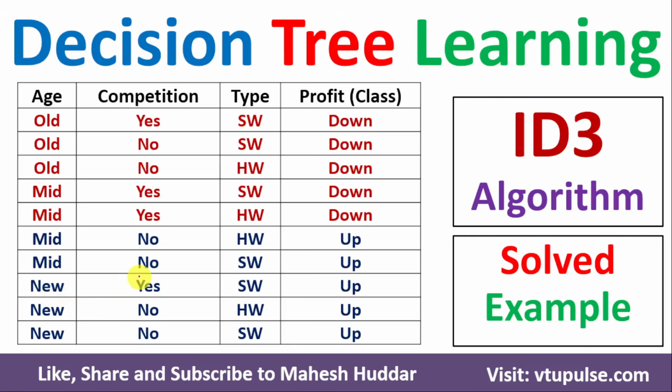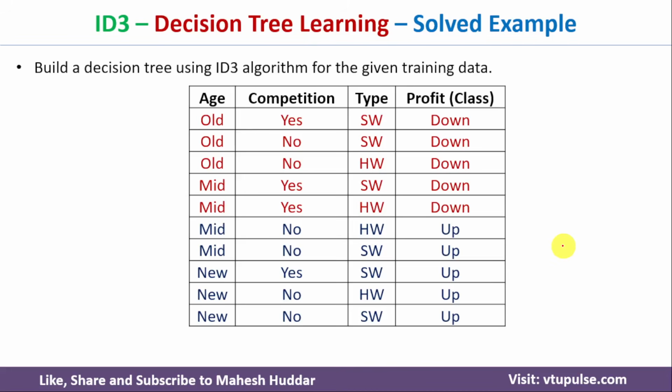Welcome back. In this video, I will discuss how to build a decision tree for the given dataset by using the ID3 algorithm with the help of a simple solved example. This is the given dataset. In this, we have three attributes: age, competition, and type, and profit is the target class.